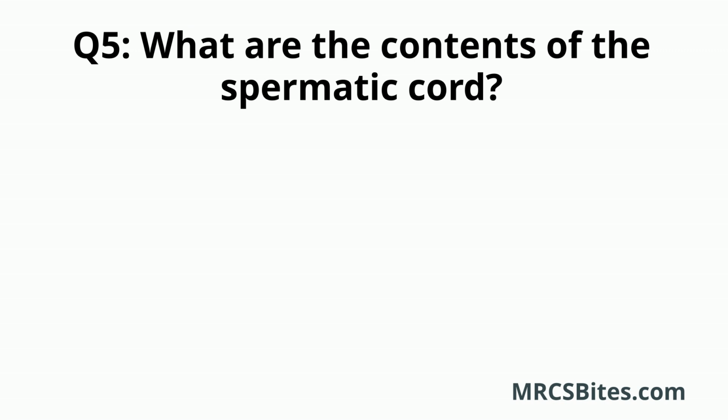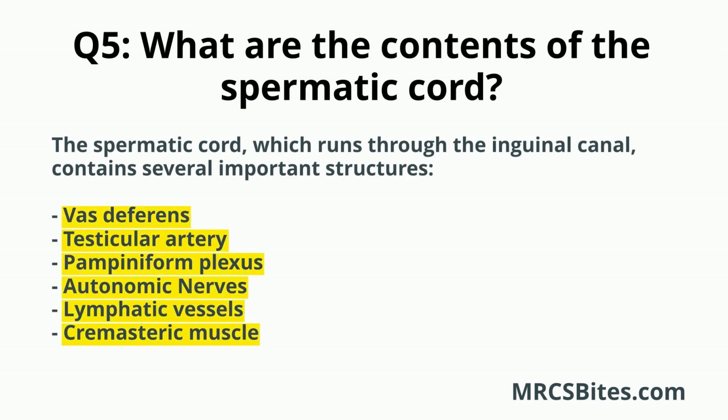Question 5. What are the contents of the spermatic cord? The spermatic cord, which runs through the inguinal canal, contains several important structures. Vas deferens, the duct that transports sperm from the testicle to the ejaculatory duct. Testicular artery, supplies blood to the testicle.